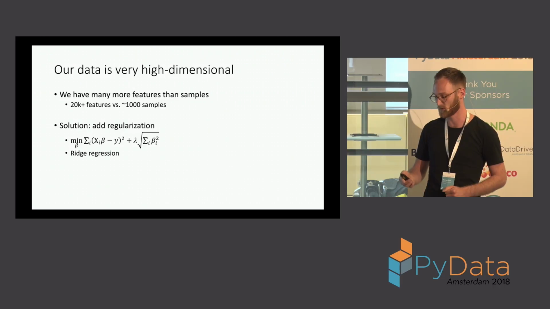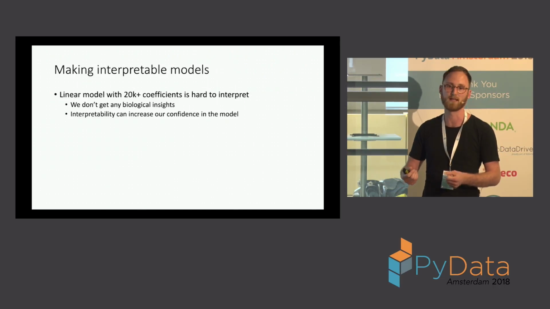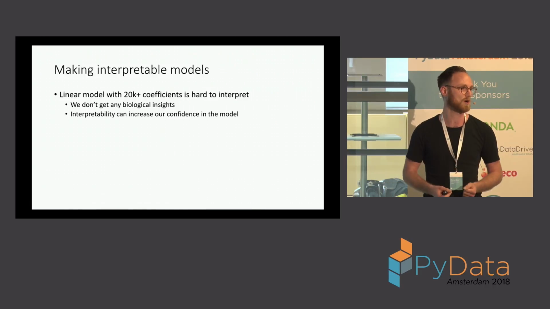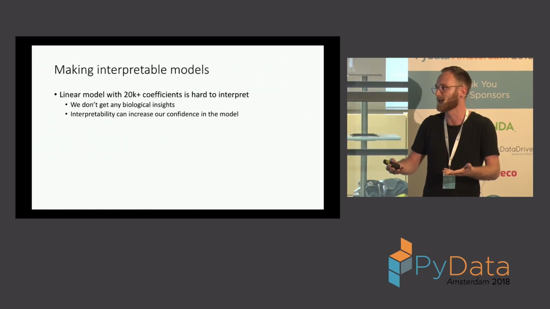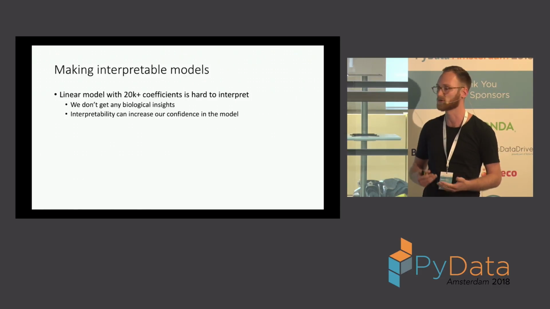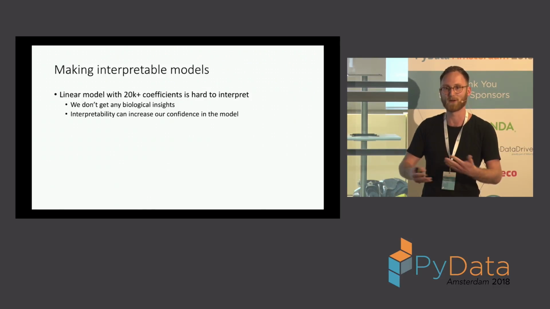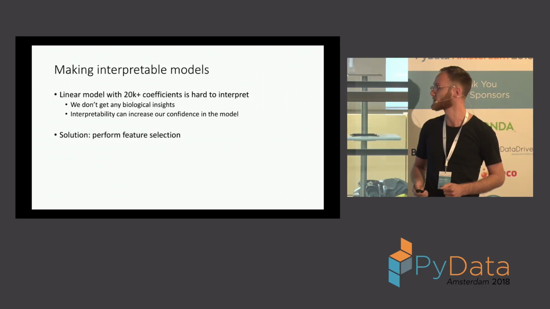Another challenge that's specific to this data is that we would like to make interpretable models, and a linear model with 20,000 regression coefficients is not very interpretable because we still don't really know which genes are related to or responsible for the drug response. We actually want to get biological insights from this data, because when the model makes biological sense to us, we might also trust its predictive performance more. The way we did that is by using feature selection.